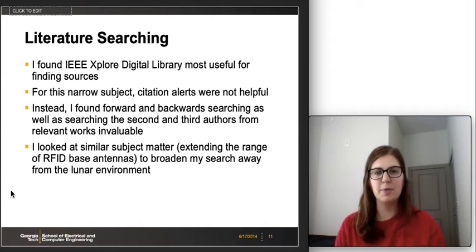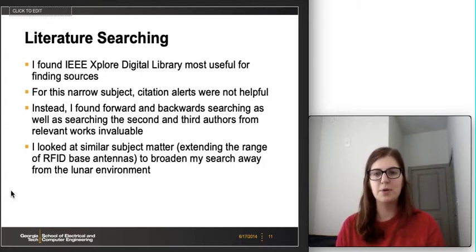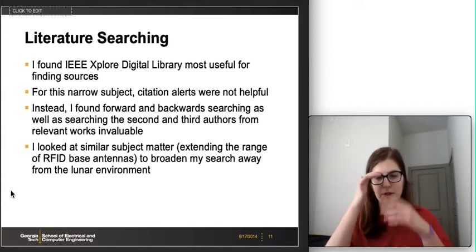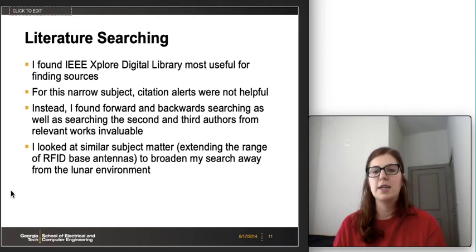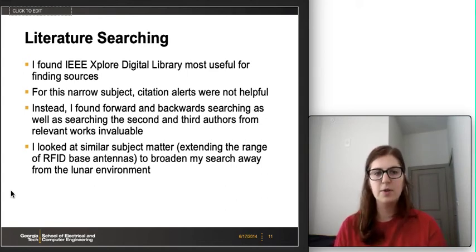Moving on to my tips for literature searching, I found that the IEEE Xplore Digital Library was the most useful for finding my sources. And then for this narrow subject, like communications on the lunar surface, I found that citation alerts were not helpful just because this isn't really a hot topic. Not a lot of publications are being done on lunar surface communications. So I didn't find that too helpful.